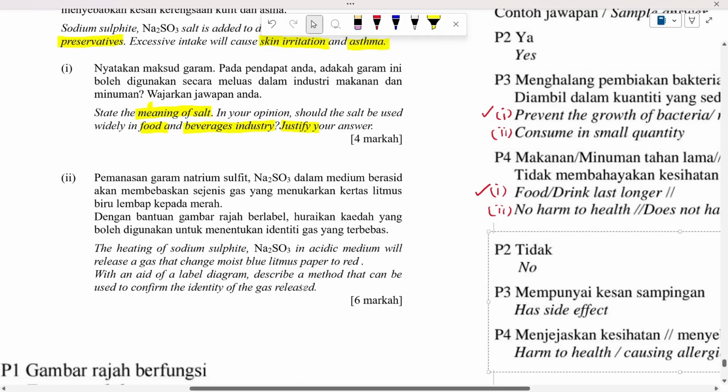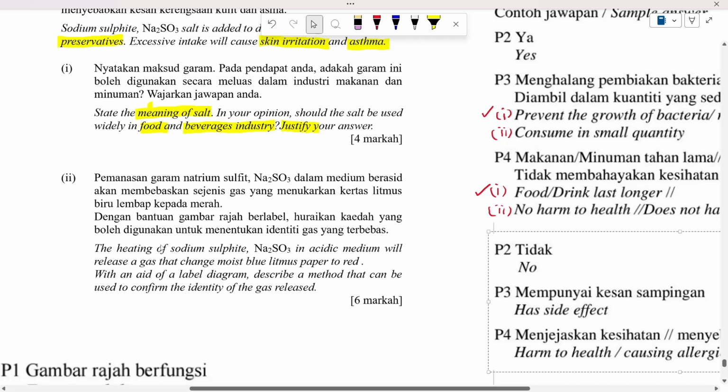Now we look into number 2. The heating of the sodium sulfide in the acidic medium will release the gas that changes moist blue litmus paper to red. With the aid of a labelled diagram, describe a method that can be used to confirm the identity of the gas released. So class, if we heat the sodium sulfide, what is the gas released?